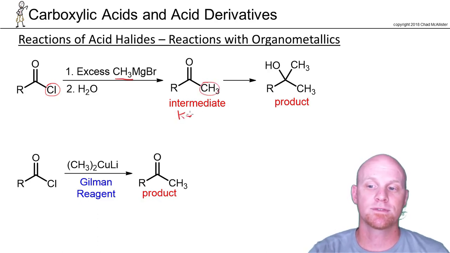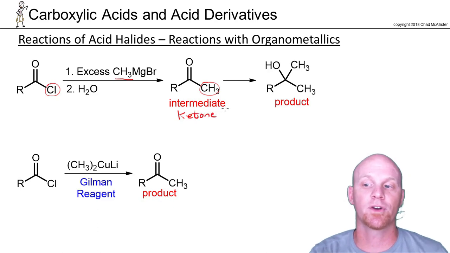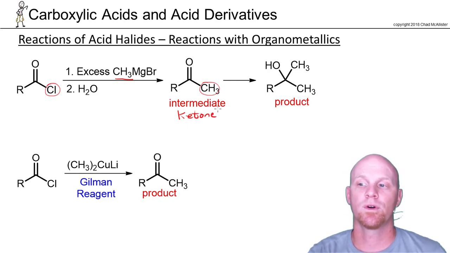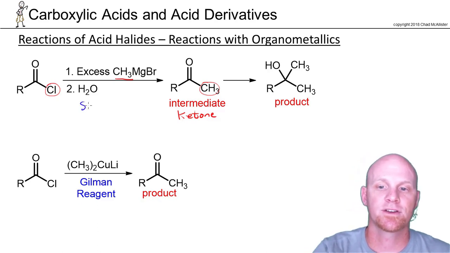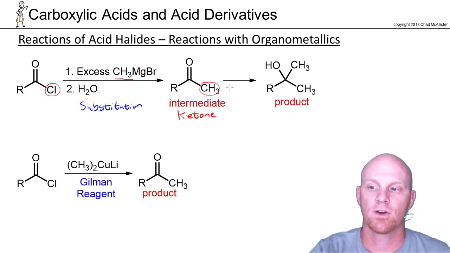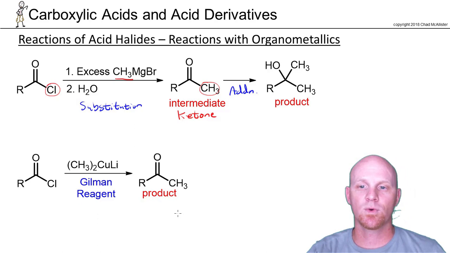But this forms a ketone, and ketones can undergo nucleophilic addition with a Grignard, and that's why you go one further step. And so the first reaction with the Grignard is a substitution reaction, and the second one is an addition reaction. So if it adds two equivalents, you add excess. That's kind of the way it works.